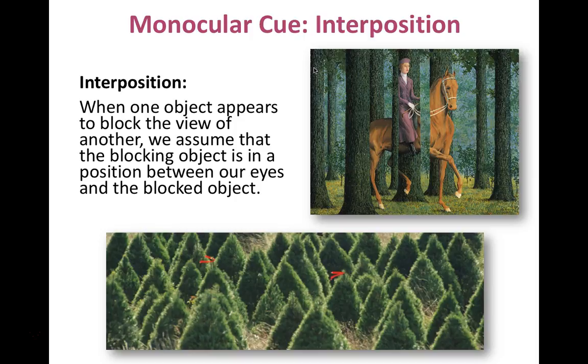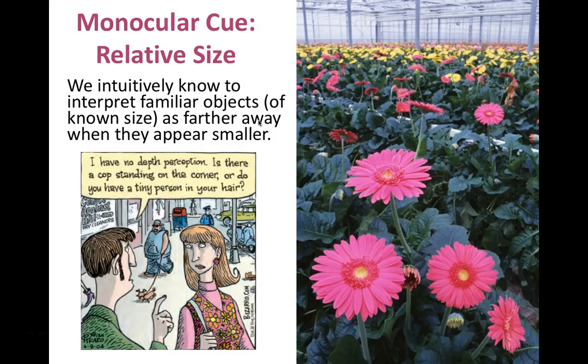and get interpreted by the brain in a way that allows us to actually perceive distance and depth. So, for example, when one object appears to block the view of another, we assume that the blocking object is in a position between our eyes and the blocked object, and hence we get a sensation of depth. That's called interposition. Relative size: we intuitively know to interpret familiar objects whose size we know as farther away when they appear smaller.